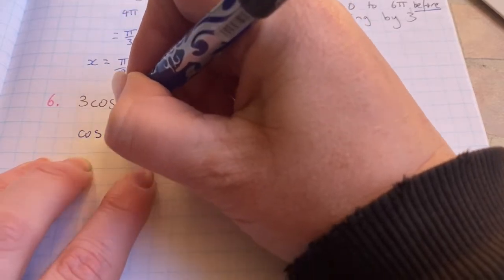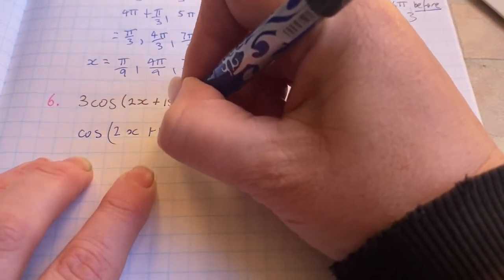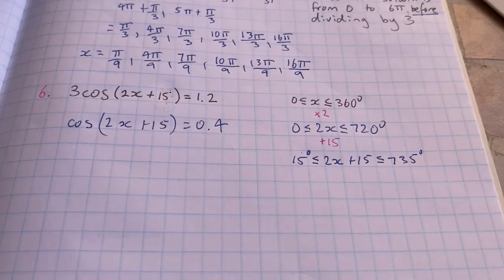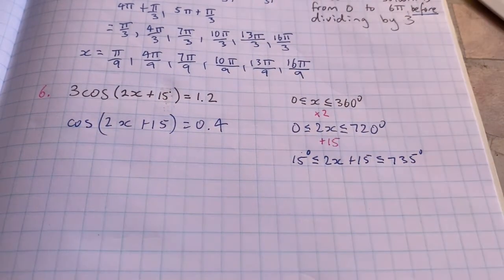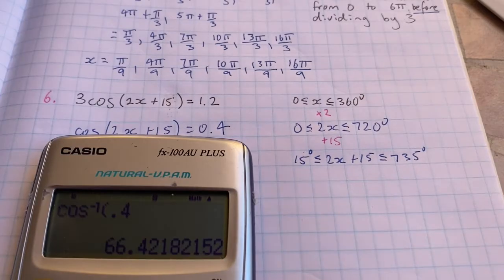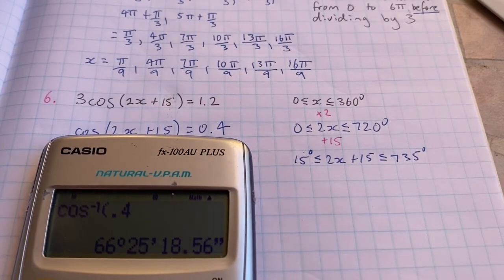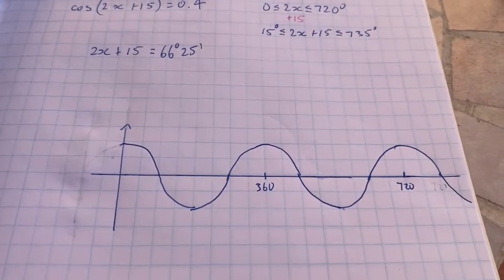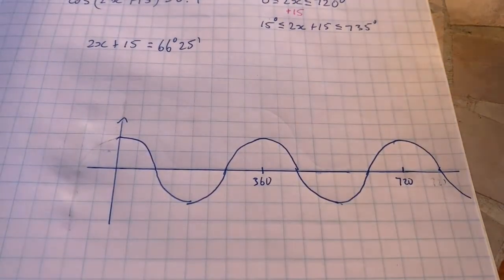So cos of 2x plus 15 equals 0.4. Now that's not one of our exact ratio ones, so we are going to have to use our calculator. So that's 66.42. Now I am going to make that in degrees and minutes. I'm going to round it to the nearest minute. So let's go 66 degrees and 25 minutes. So all I'm going to do with this one is use that second method, just like I just used the first method on the last one.